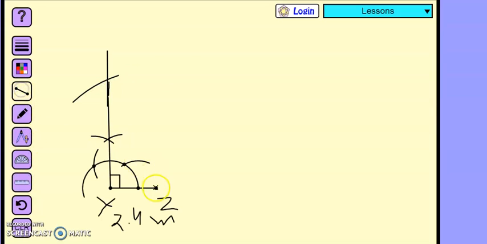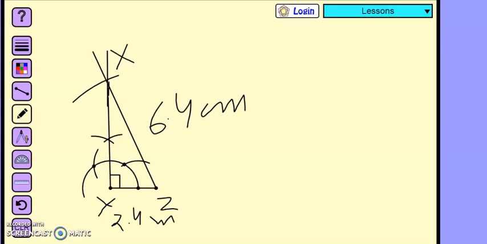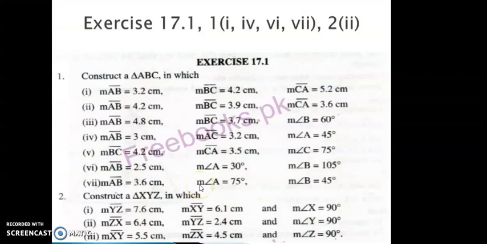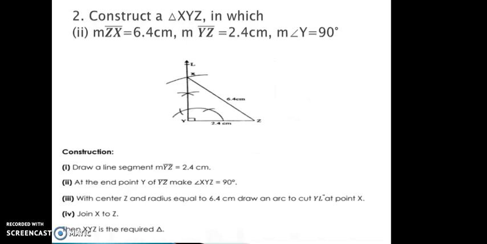And now you can pass a line from point Z to this point, as this point is X. And XZ or ZX is given, that is 6.4 centimeter. So this is the required triangle. Okay. Question number 2, part 2. Again, all the steps are mentioned, so you can read these steps. So this is your question number 2.